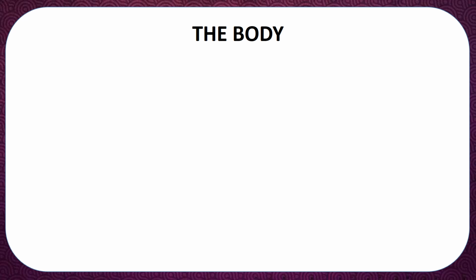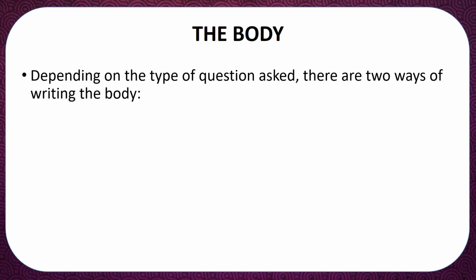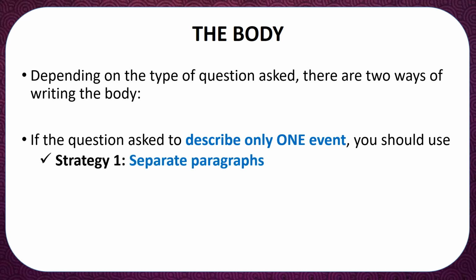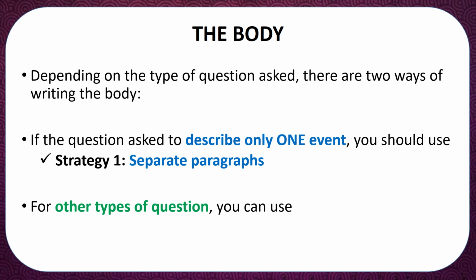I said earlier that the body is a tricky part to write because depending on the type of question asked, there are two ways of writing the body. Basically, there are two ways to approach the answer. How? If the question asks to describe only one event, like the first example earlier, you should use strategy 1, which is to write separate paragraphs. However, for other types of question, if the question does not ask only one event, then you can use the second strategy, which is to write identical paragraphs.